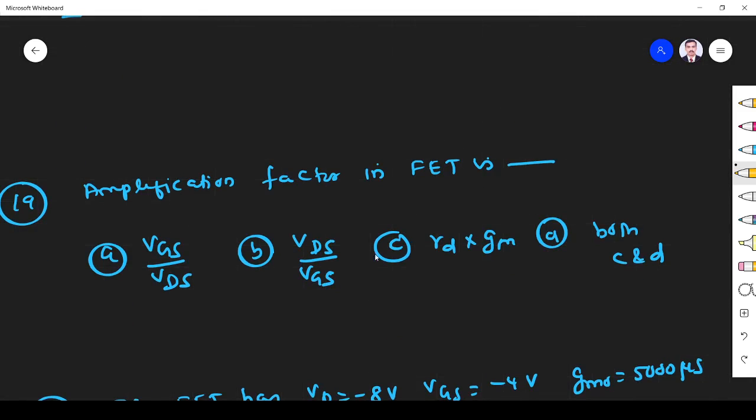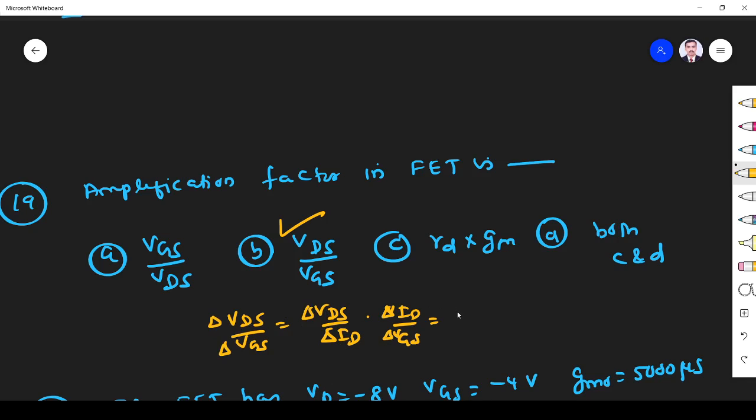Amplification factor in FET is given by, amplification factor is nothing but the ratio of drain to source voltage to the gate to source voltage. This is the answer. But we know VDS by VGS is given by VDS by del ID into del ID by del VGS.